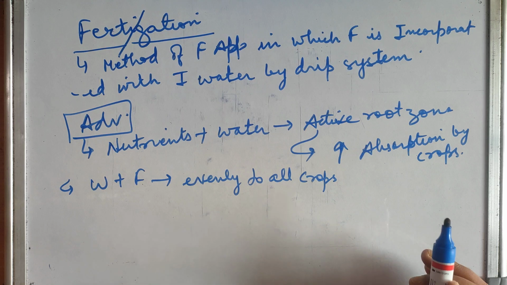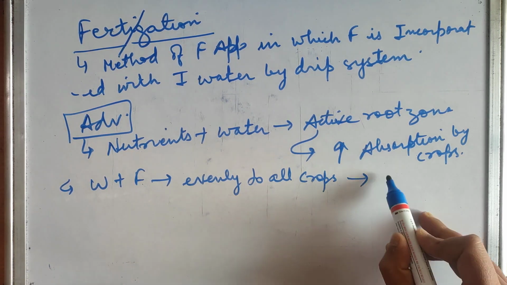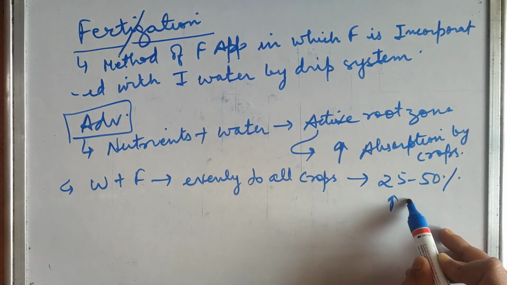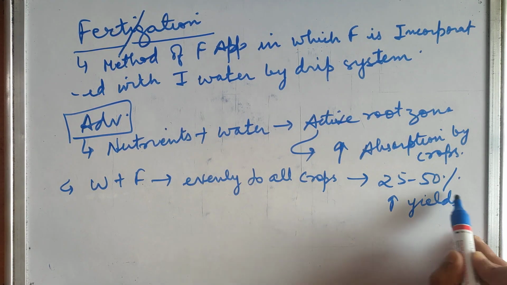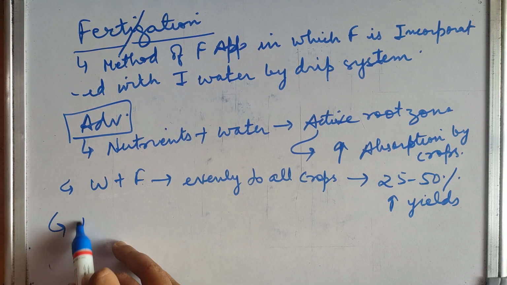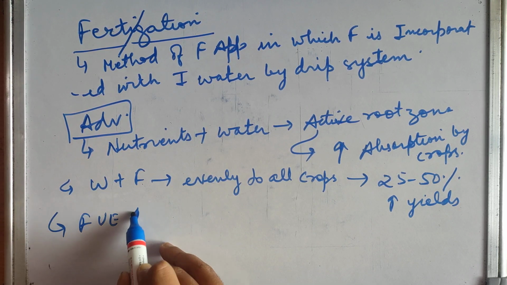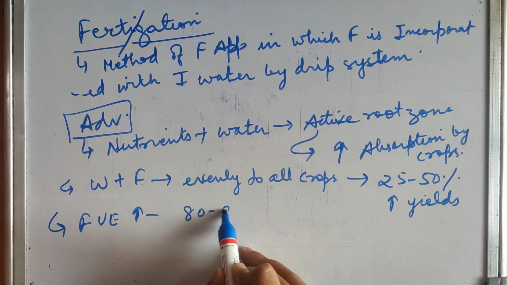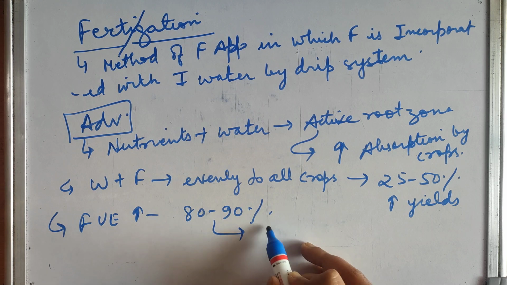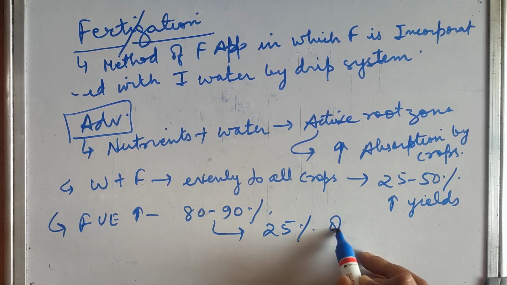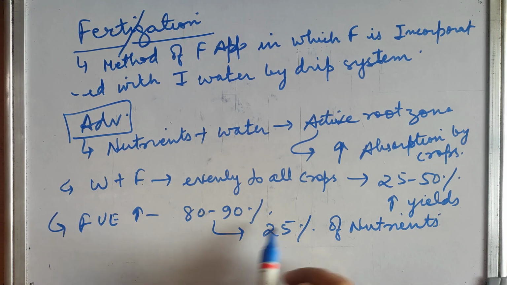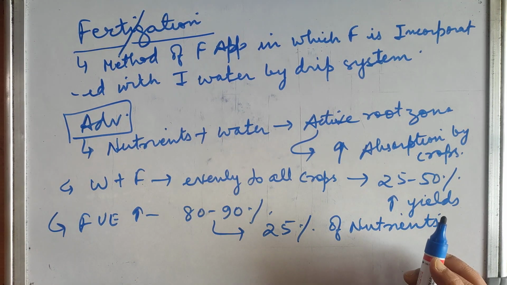There is a possibility of getting 25 to 50% higher yields as both are supplied evenly. Fertilizer use efficiency increases by 80 to 90%, which helps to save at least a minimum of 25% of nutrients.